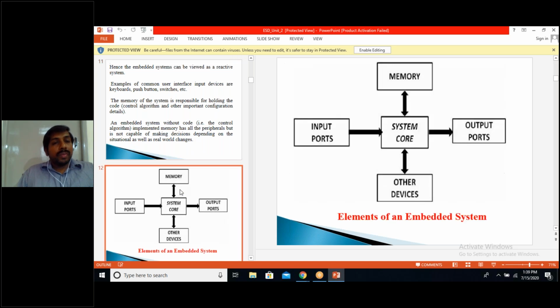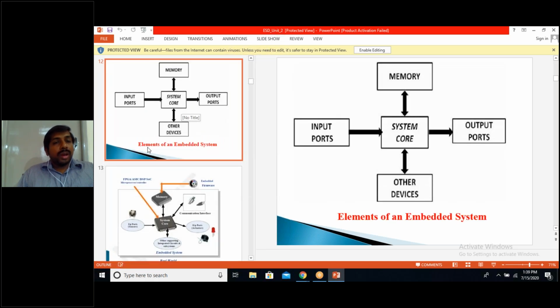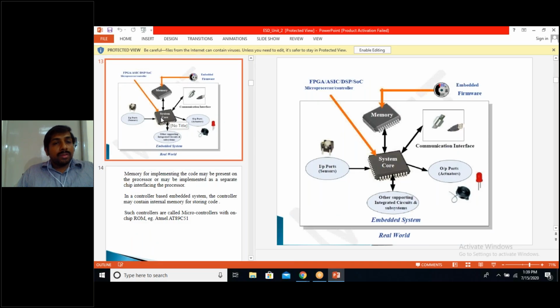From the hardware point of view, the elements of an embedded system consist of a main hardware which is controlling all the peripherals, input ports, output ports, memory, and some other devices. The main hardware is called the system core. The system core can be a processor. This processor is connected to input ports, so it is getting its input from input ports.